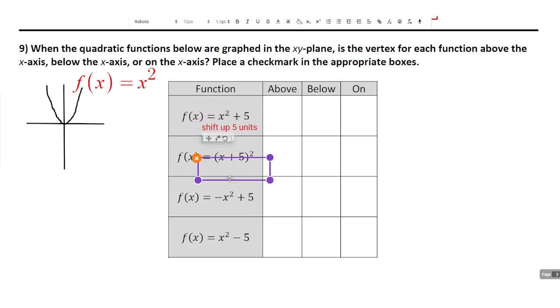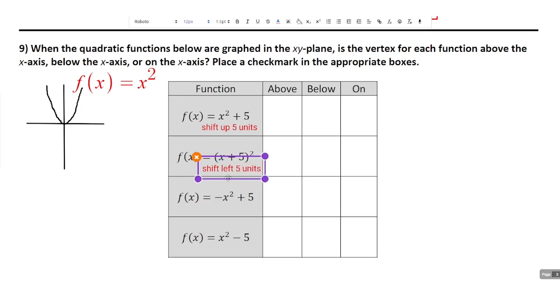Now, if you have a plus 5 on the inside of the parentheses here before you square, it's going to have the opposite effect that you might think. This is going to cause a shift left or right, but it does the opposite of what might be intuitive. So if you have x plus 5, that actually shifts it to the left 5 units.